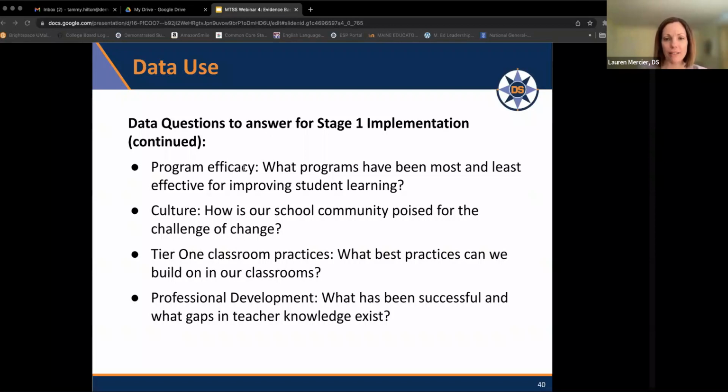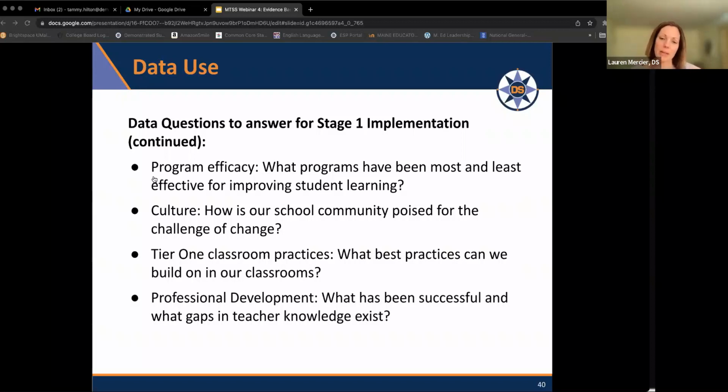And then tier 1 classroom practices, what best practices can we build in our classroom? What can we build on, right? And so we can gather this by creating a survey or a rubric focused on tier 1 practices. Your rubric would have look-fors as a sort of observational tool that your administrators can use on a non-evaluative basis, or your tier 1 team members can also go through and do non-evaluative tier 1 classroom observations to gather data. Okay.